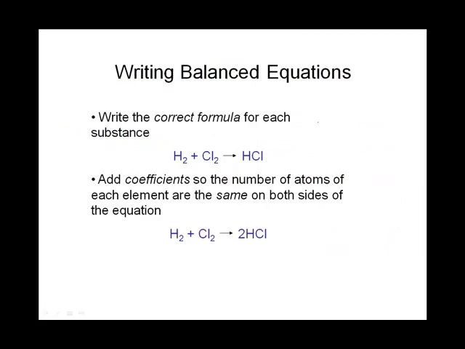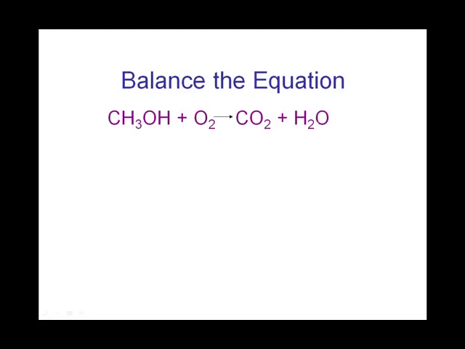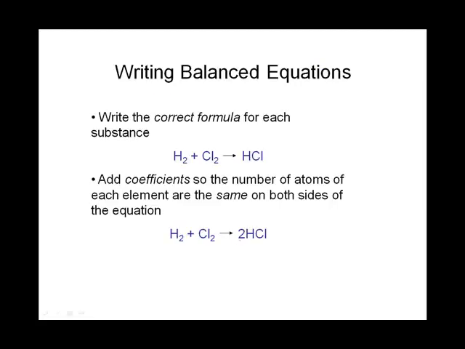Here's some more examples. Here's an example of hydrogen gas plus chlorine gas makes hydrochloric acid. Again, we're going to add coefficients so the atoms of each element are the same on both sides. And we get 2. So if we set this up where we have H's and we have Cl's, we have reactants, and we have products.